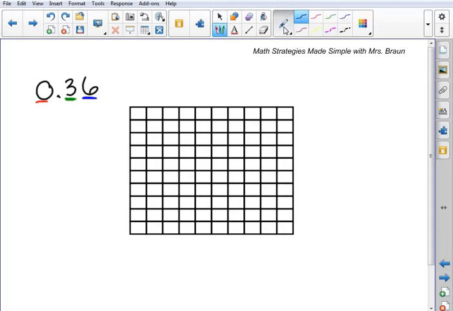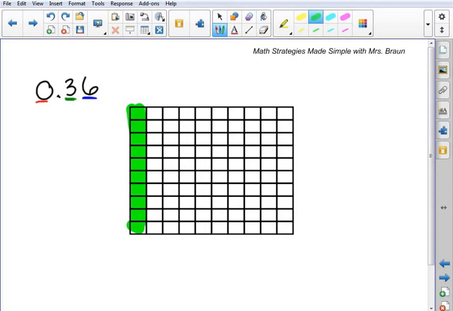So looking at our grid here, one of these boxes represents 1 hundredth. There's 100 of them. One entire column here is 10 of those, and so that represents 1/10 of the entire whole, because this grid represents one whole.